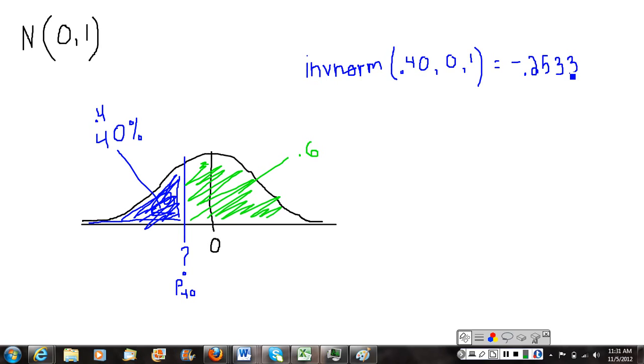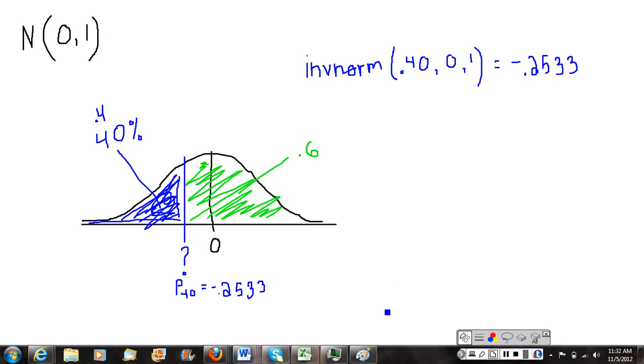That's telling me if I go outside and it's 0 degrees out and I take a whole bunch of thermometers from this factory, 40% of those thermometers are going to say the temperature is less than negative 0.25 degrees, and 60% of them are going to say the temperature is more than negative 0.2533 degrees. So if we want to complete our picture, we'd say, okay, we found out P40 equals negative 0.2533.